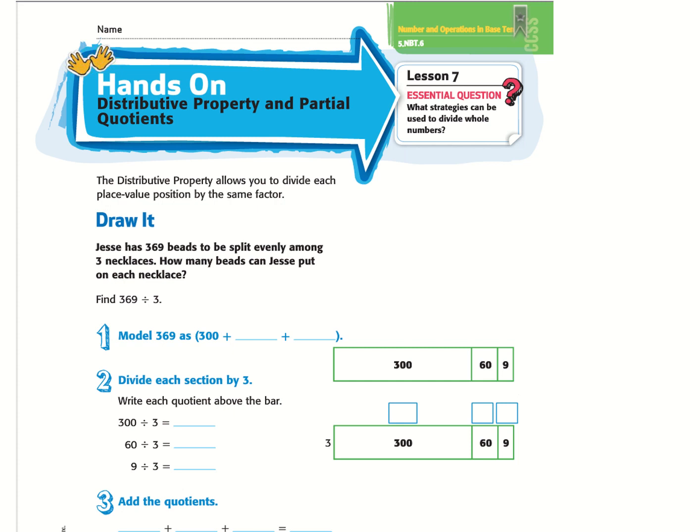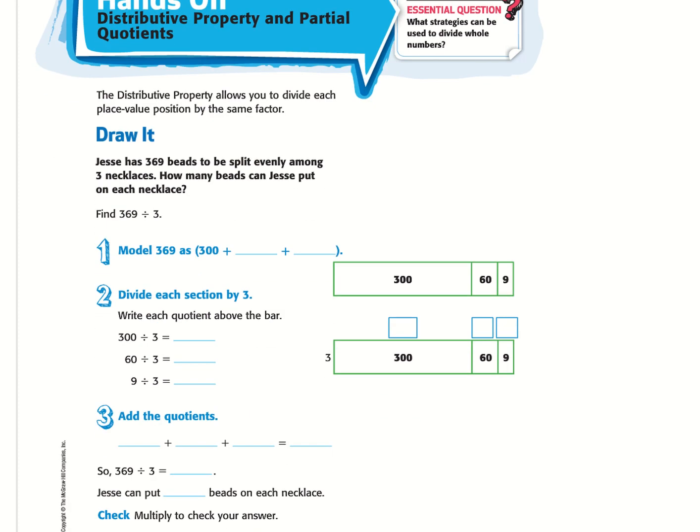This is page 195 in your math books. Now this is a tough lesson. This is distributive property and partial quotients. So first we're going to draw it. It says, Jessie has 369 beads to split evenly among 3 necklaces. How many beads can Jessie put on a necklace?